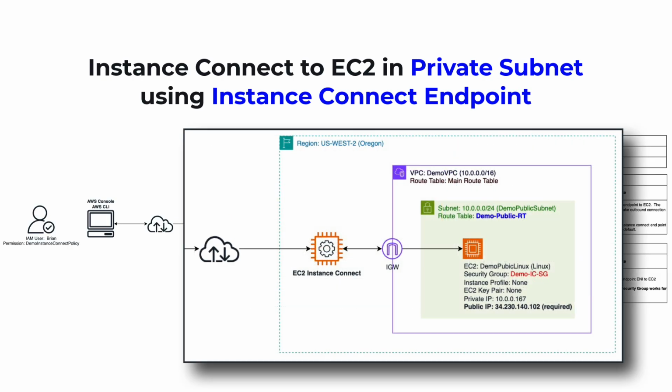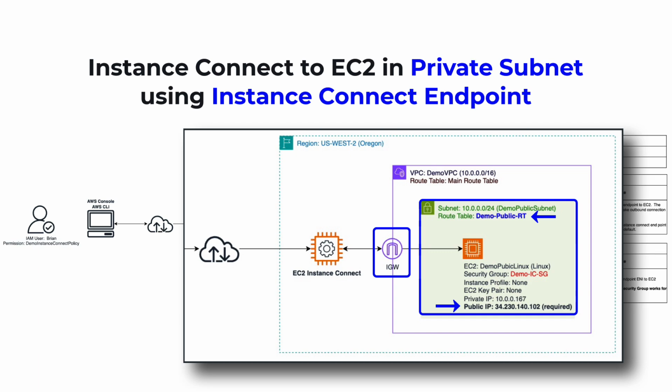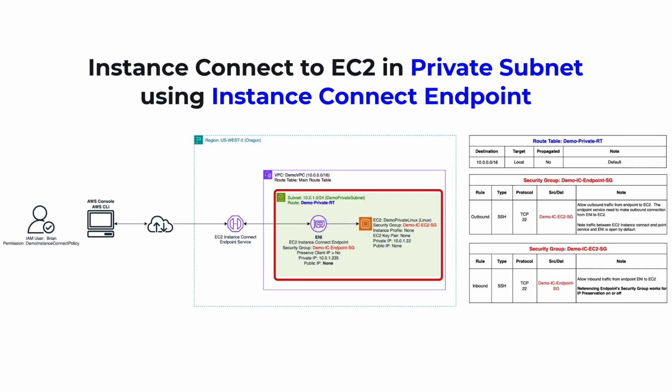Recall in our previous use case, with a public subnet, the EC2 was assigned a public IP address and there was a route to the internet via the internet gateway. So if the EC2 inside a private subnet doesn't have a route to the internet, how can we connect to them from the internet? The answer is Instance Connect Endpoint.